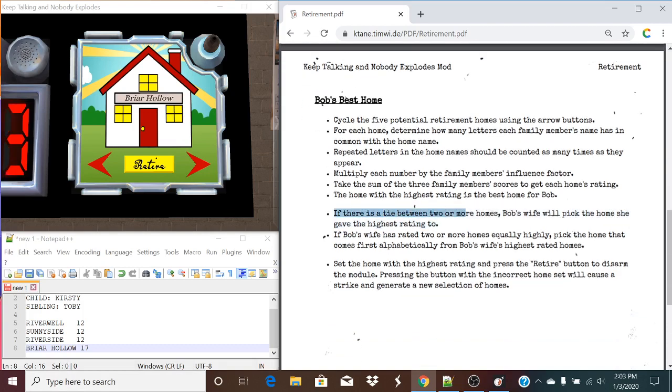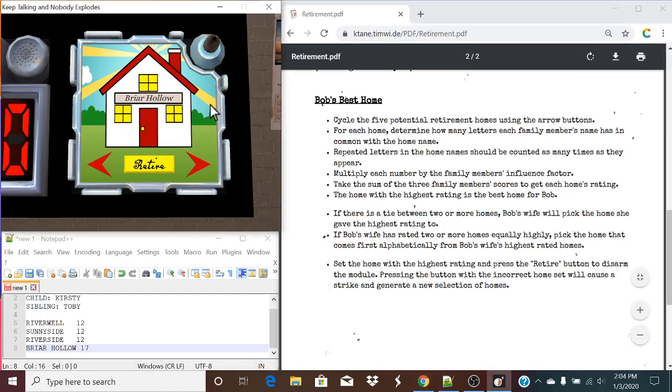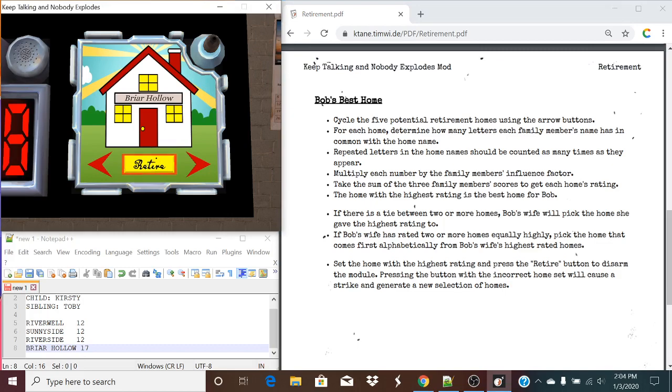If there is a tie between 2 or more homes, Bob's wife will pick the house she gave the highest rating to. If there is a tie with that, pick the home that comes first alphabetically from Bob's wife's highest rated home. So in this case, it would be Riverside, because the S comes before the W. But that didn't happen, so let's choose Briar Hollow.